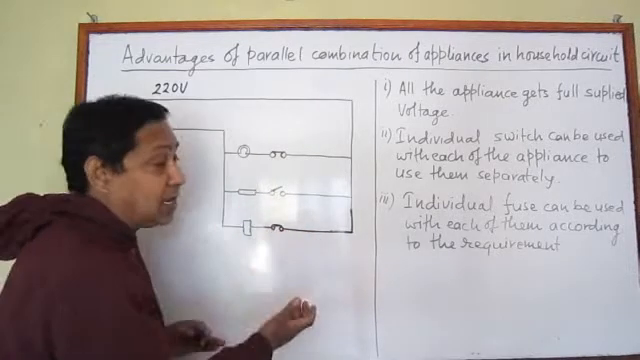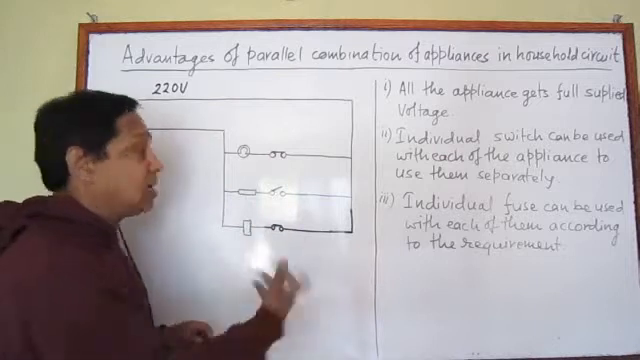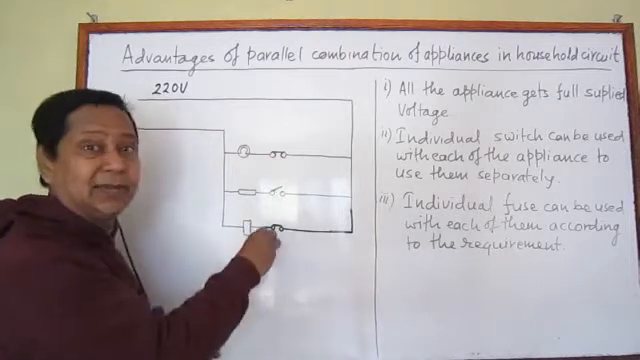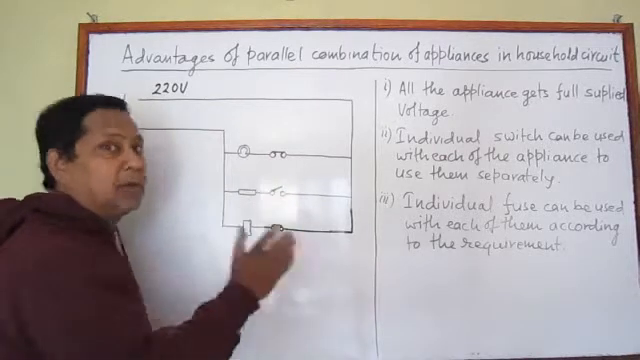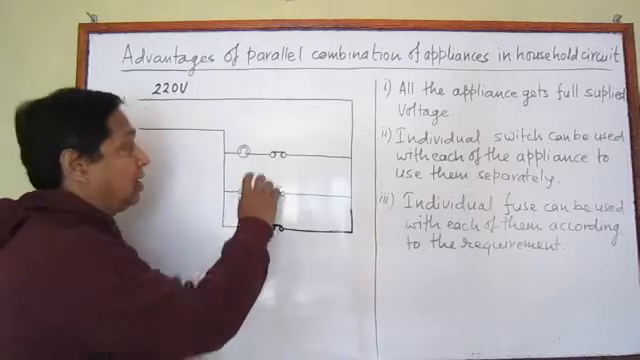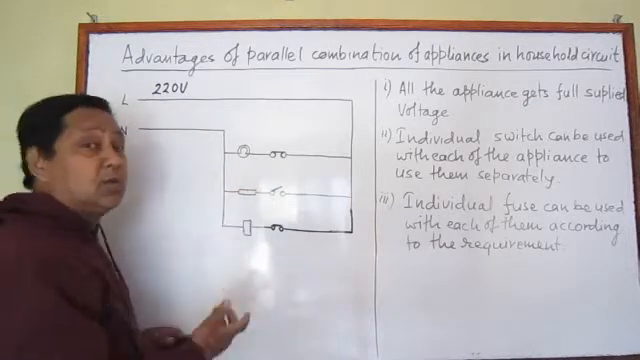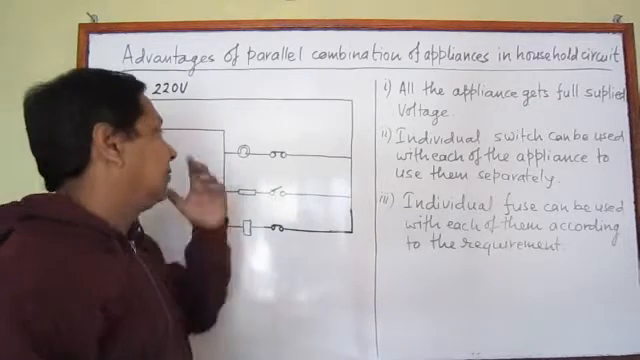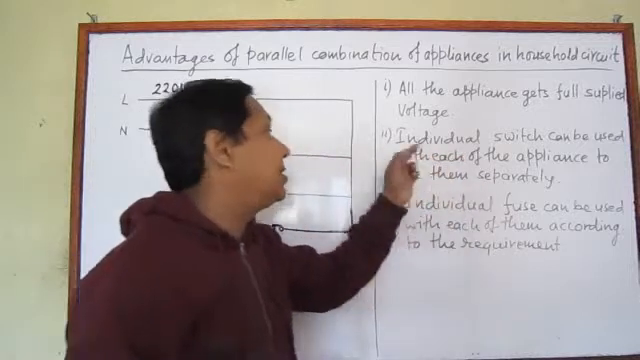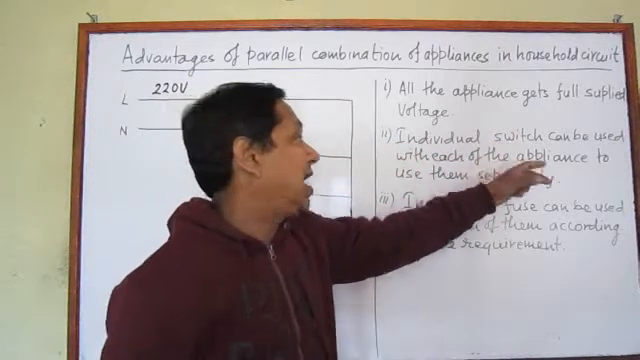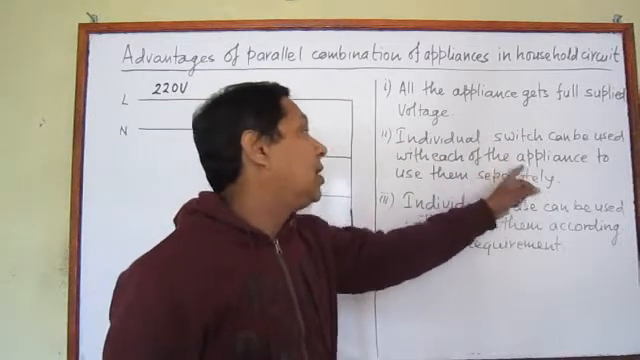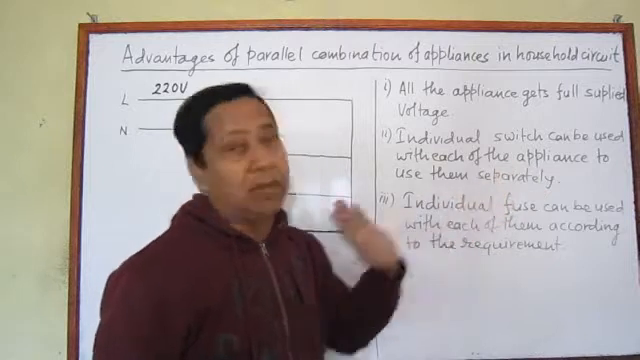If I want all of them, I will switch on all of them. If I don't want anything, I am going out, then all of them can be switched off. According to the requirement, I can use them individually. That's why this is another major advantage. Individual switches can be used with each of the appliances to use them separately.